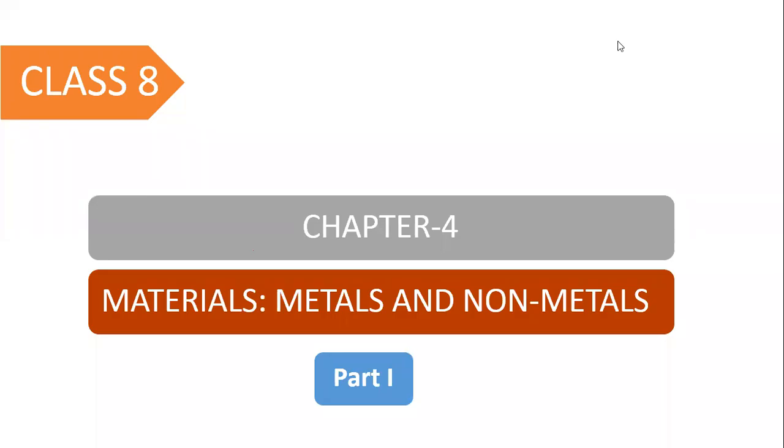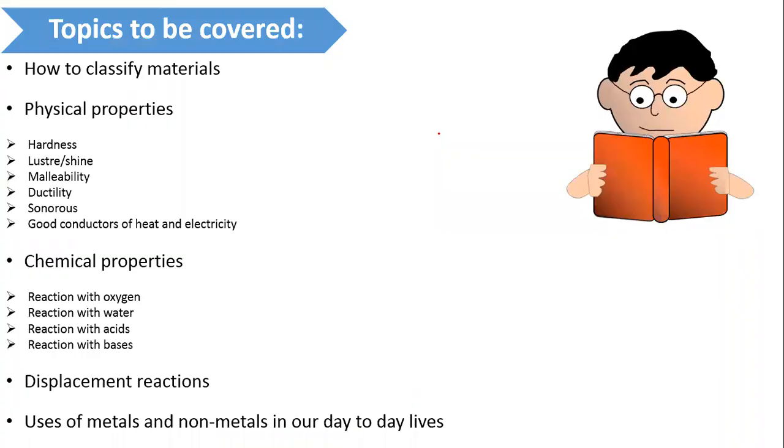Hello everyone, in this video we are going to discuss class 8 NCERT Science chapter 4 Materials, Metals and Non-Metals part 1. The topics we will be covering in this chapter are how to classify materials, then the physical properties of metals and non-metals like hardness, luster, malleability, ductility, sonorous and good conductors of heat and electricity.